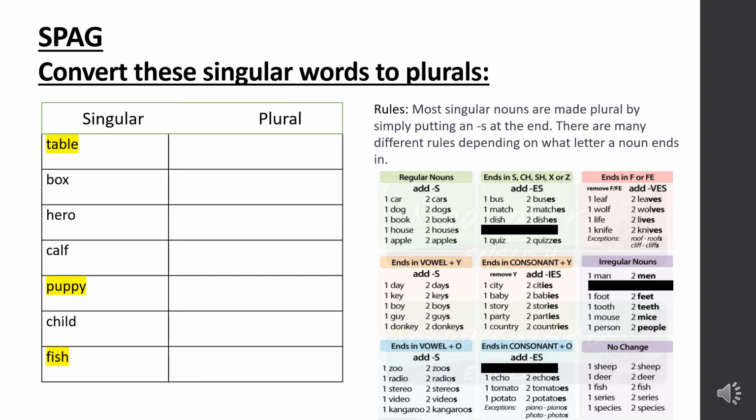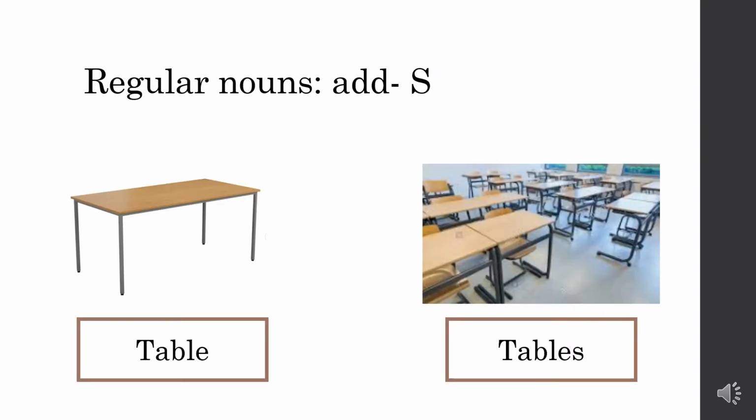So what I want you to do is pause the video and have a look at the chart and think about how to convert the singular words to plurals. Now you don't have to use the chart, but it's there to support you. We are going to have a go at looking at 3 of the words together. So the first one I have is table. And because it's a regular noun, all we need to do when there is more than one table is simply add an S at the end.